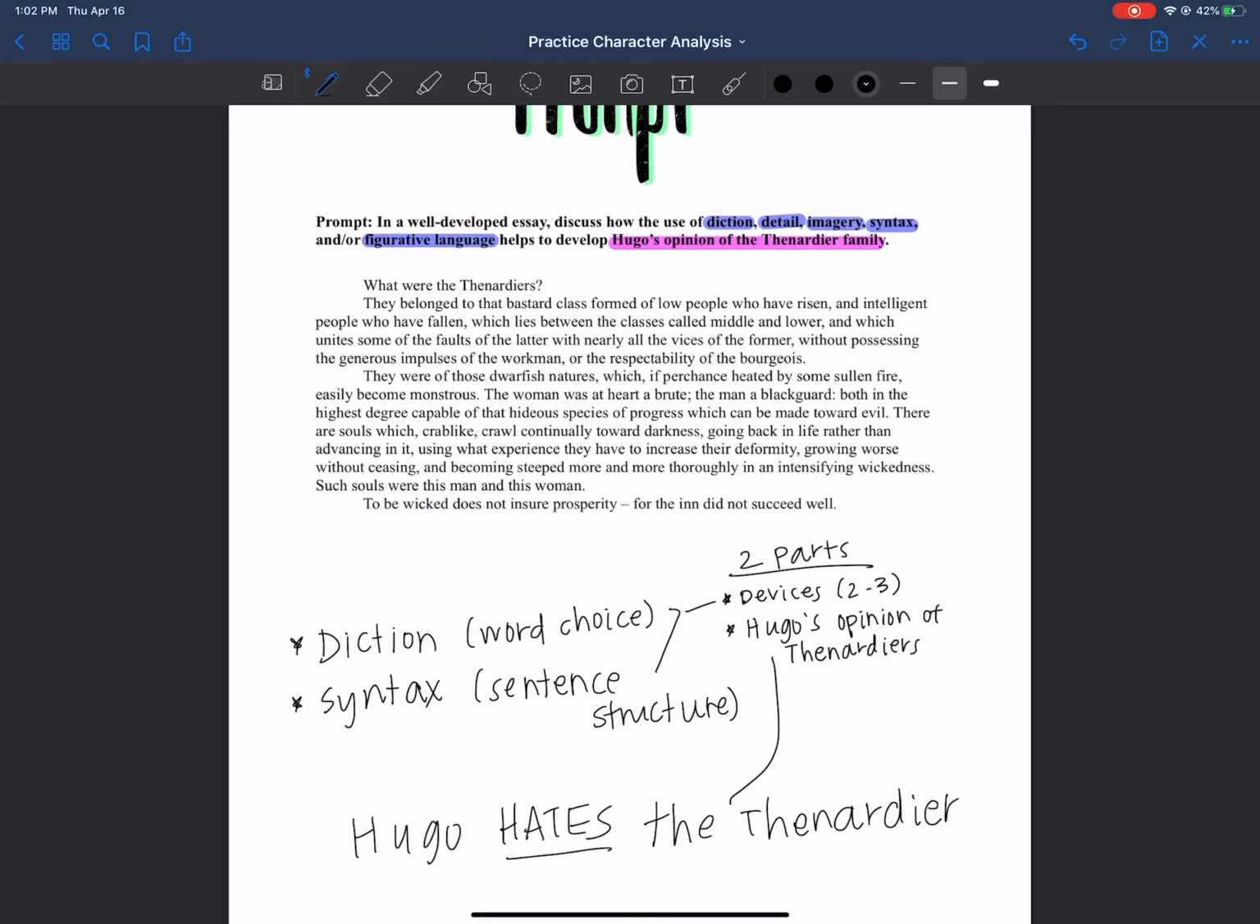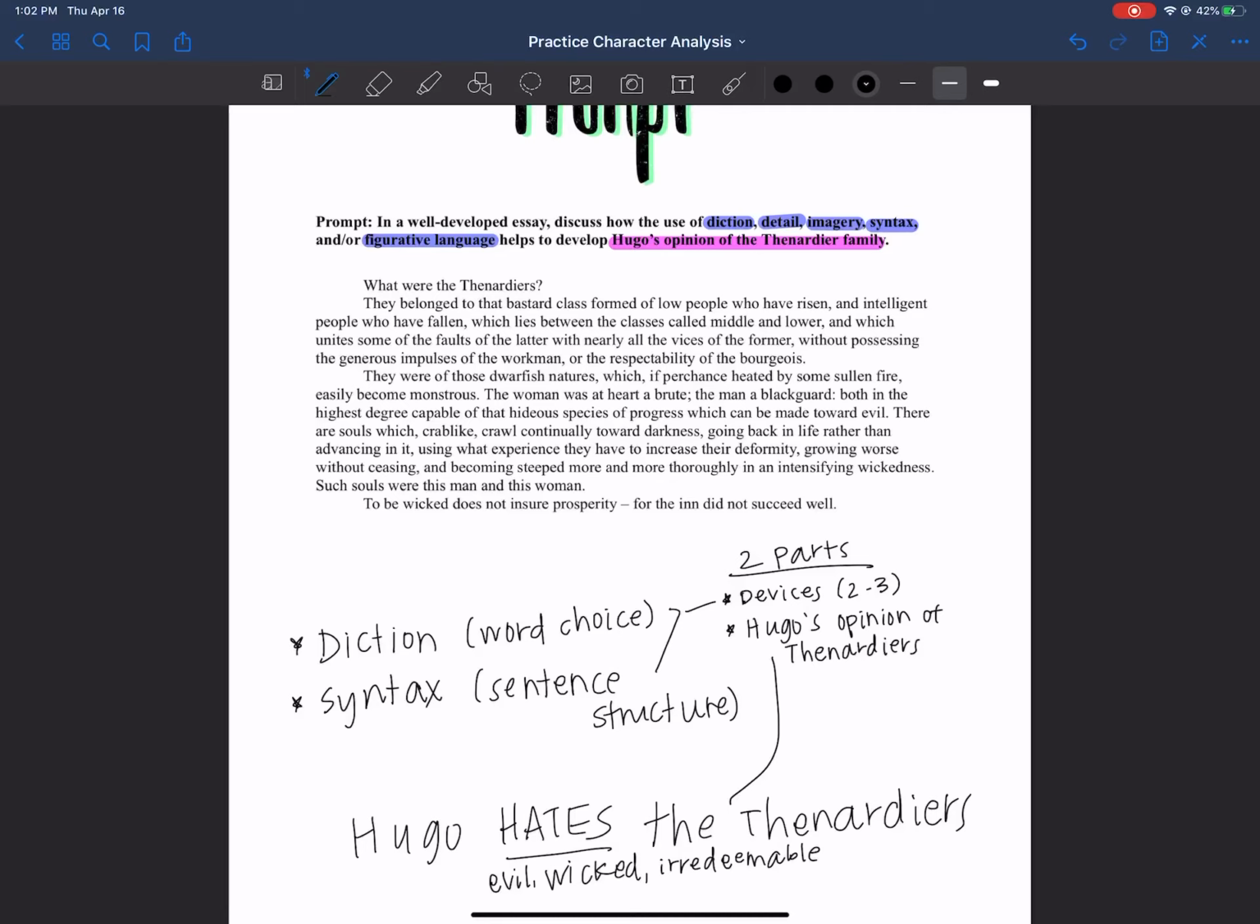Hugo hates the Thénardiers. He thinks that they are evil. He thinks that they are just wicked. So I'm going to put down here so I remember. And most importantly, perhaps, I think it's clear that Hugo believes that people like the Thénardiers are incapable of redemption. They are irredeemable characters. And I'm going to try to spell this, but that looks wrong, but I think it's right.